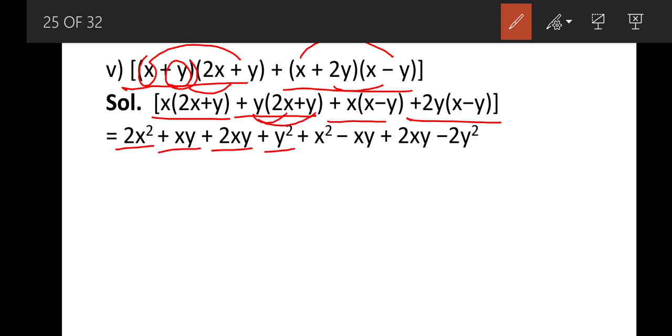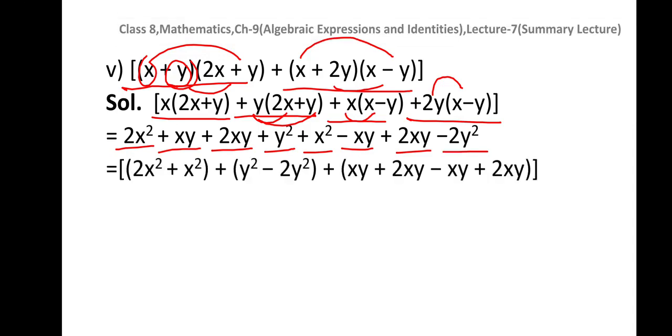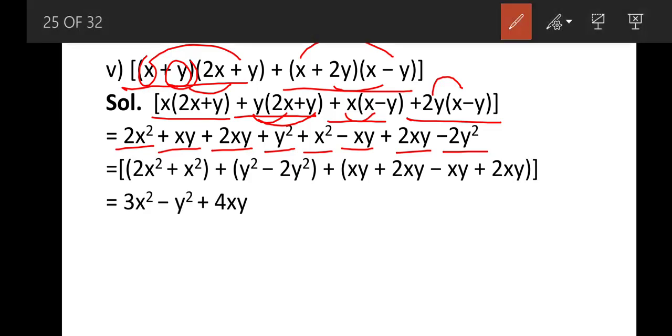x into 2x plus y into 2x plus y plus x into x minus y plus 2y into x minus y. So it will be 2x square plus xy plus 2xy, y will be multiplied to both the terms, plus y square, y into y square, plus x into x square, plus x into y, x into minus y, it is minus xy, plus 2y into x, that is plus 2xy or 2yx, it is one and the same thing, plus 2y into minus y, it will be minus 2y square. Now rearranging the like terms, we will be getting, these two are like terms, they will be giving you 3x square.